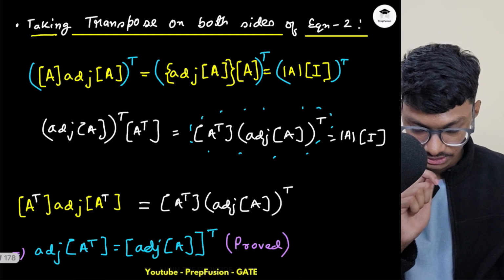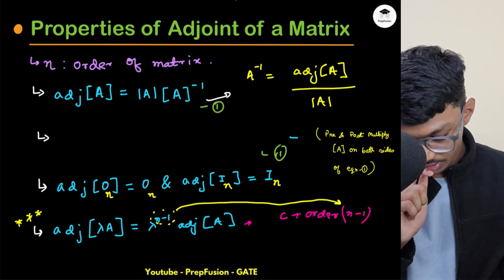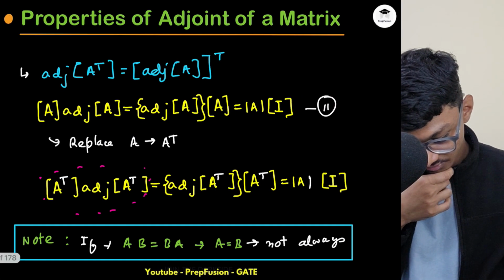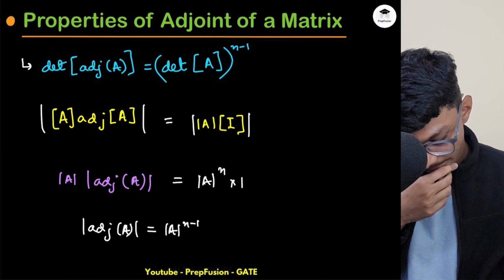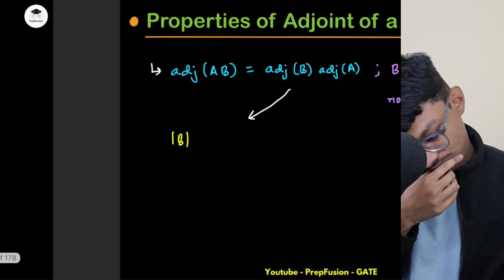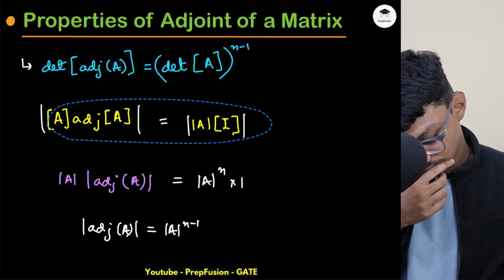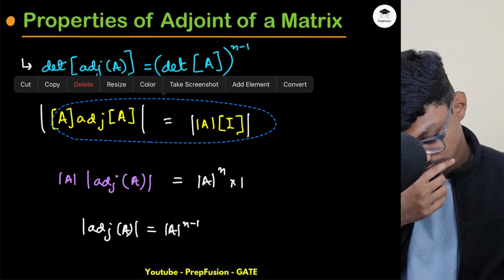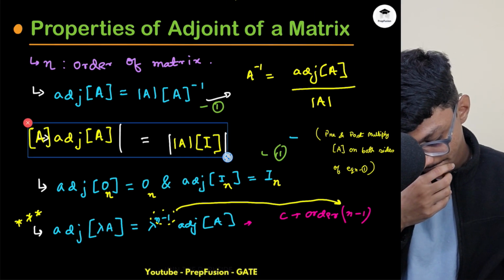Sorry, I'm missing something. We have already written that adjoint of A is a matrix. I actually cut it by mistake. Just hold on a second. I need to copy and paste it over here again.